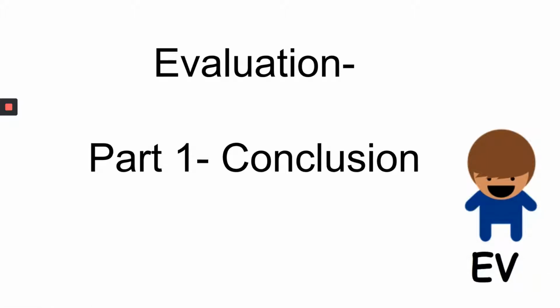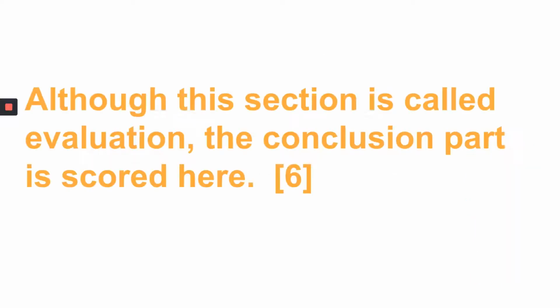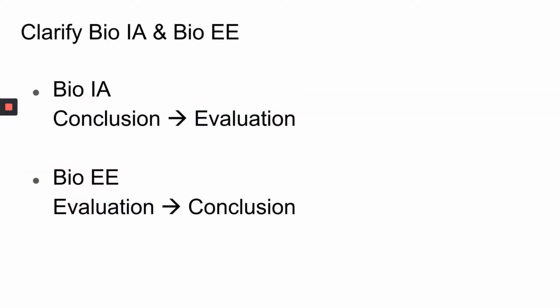In this video, we would like to cover the evaluation section in the biology IA. Although we say evaluation, we actually refer to the evaluation criteria in the biology IA. And within that criteria, we include the conclusion. So let's get started. This is just a reminder: the conclusion is scored in this criteria called evaluation.